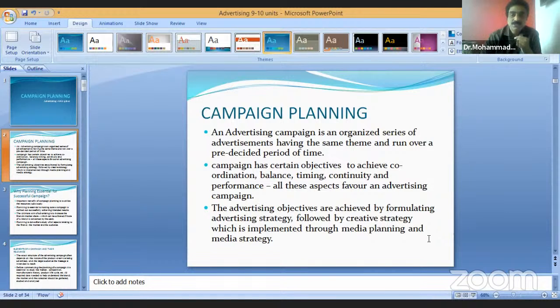Advertising objectives are achieved by formulating the advertising strategy, followed by the creative strategy, which is implemented through media planning and media strategy. Once we have created the objectives, we give them to the creative department so that they can evolve the message and the strategy. How do we develop the message, how do we reach the target audience, how do we attract the audience, how should our messages be impressive so that the audience gets the particular idea?